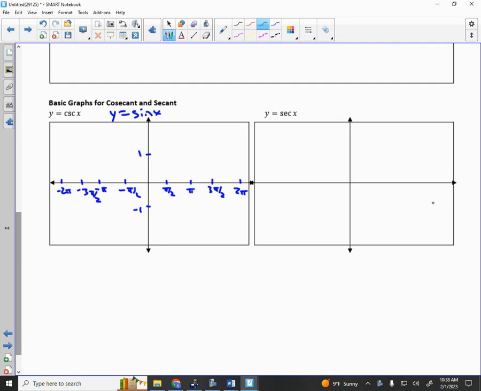I decided to graph sine just to see what it looks like, see what I could learn from it. Where do I start? Center. Oh, you guys are smart.